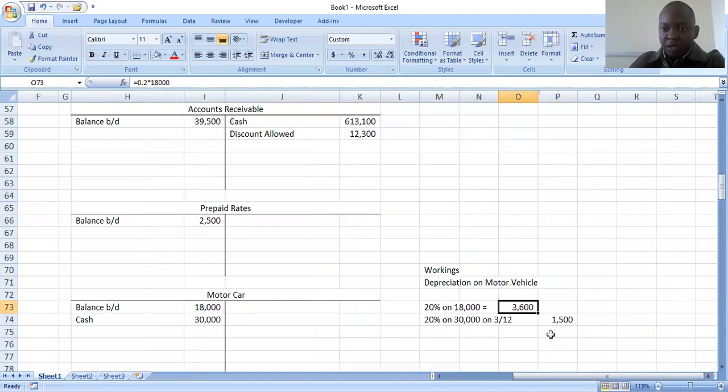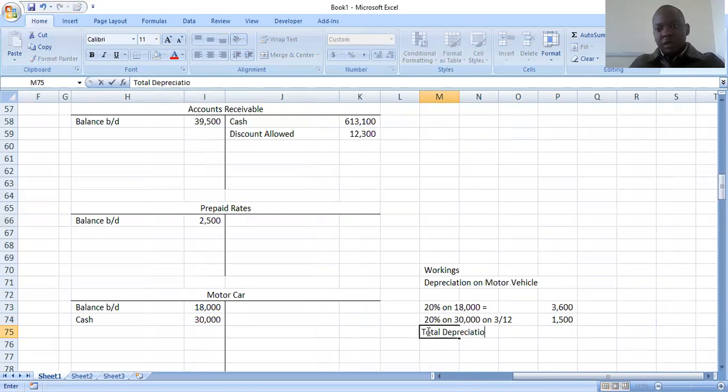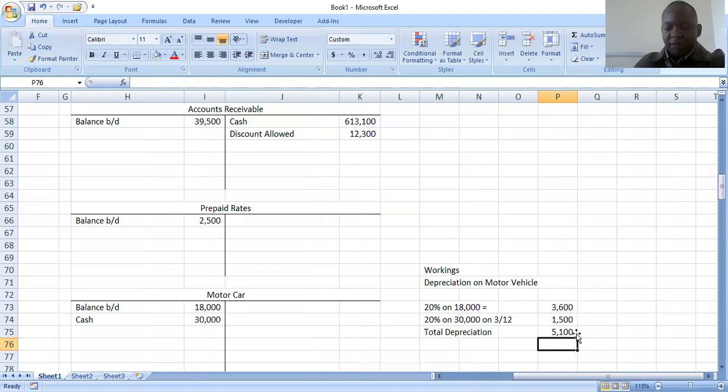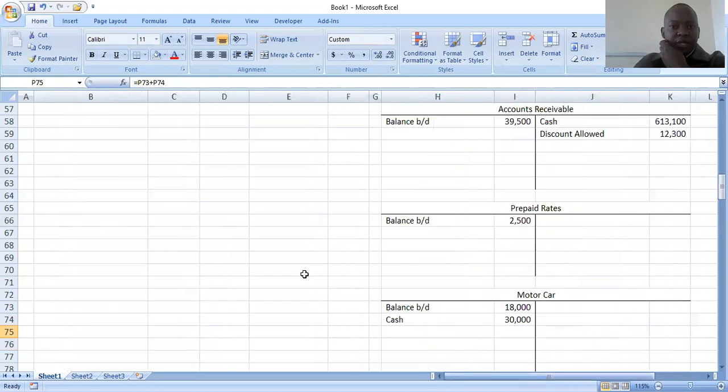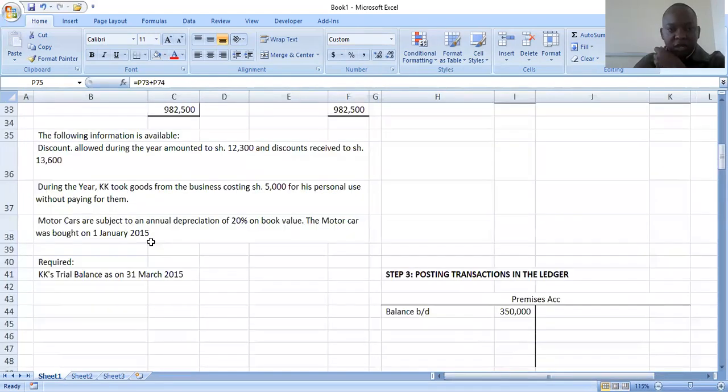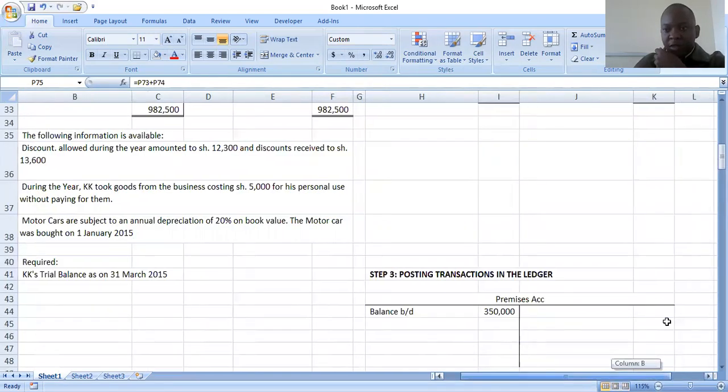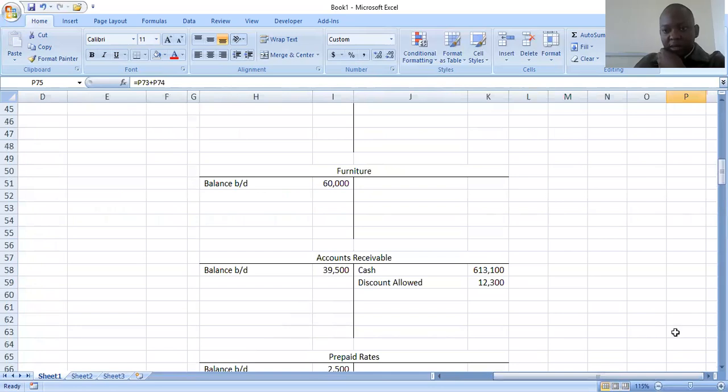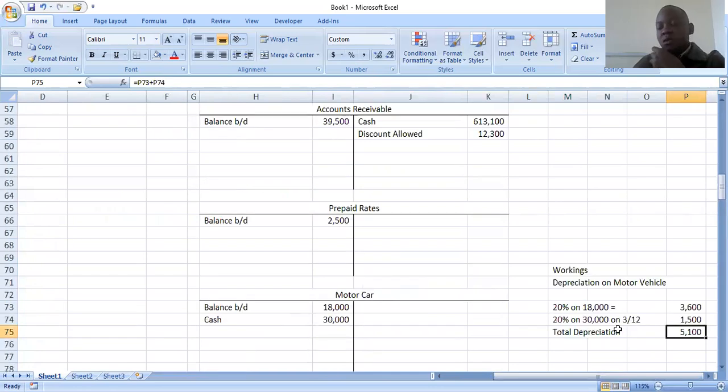So therefore, in total, the total depreciation shall be equal to 3,600 plus 1,500. That will give us 5,100. So this depreciation has to be taken into consideration. The depreciation that you have determined of 5,100 has to be taken into consideration.